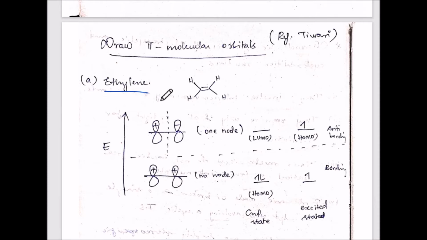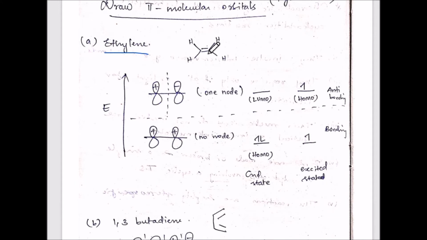So let's discuss how to draw the pi molecular orbitals. For example, I take my ethylene molecule. You know that you have one pi bond, which means two electrons, so you have two orbitals, psi 1 and psi 2. There are two carbons, so you can see the pz orbital of this carbon and the pz orbital of the other carbon. So I draw it like this.